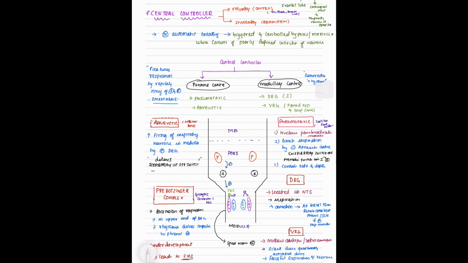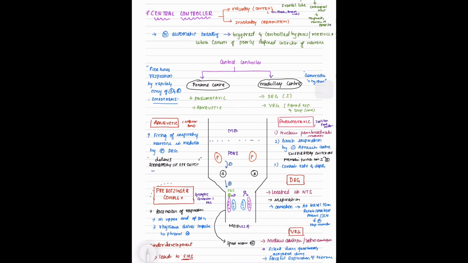Whereas the apneustic center is located in the inferior pons. It increases the firing of the inspiratory neurons in medulla by activating the dorsal respiratory group. It delays the inspiratory cutoff switch. The pneumotaxic center inhibits the apneustic center, whereas the apneustic center activates the dorsal respiratory group.